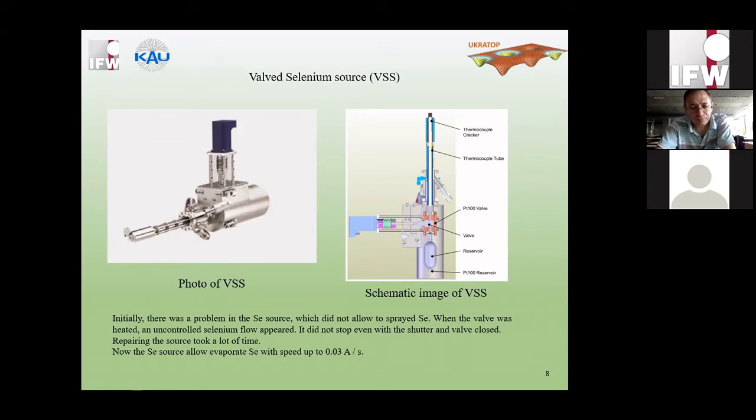The next problem was that when I heated the valve, the uncontrolled selenium vapor increased, and it didn't stop even when I closed the valve and crucible. So this way it can make good iron selenide films. Repairing the source took a lot of time. Now the selenium source allows evaporating selenium with a speed up to 0.03 angstrom per second.